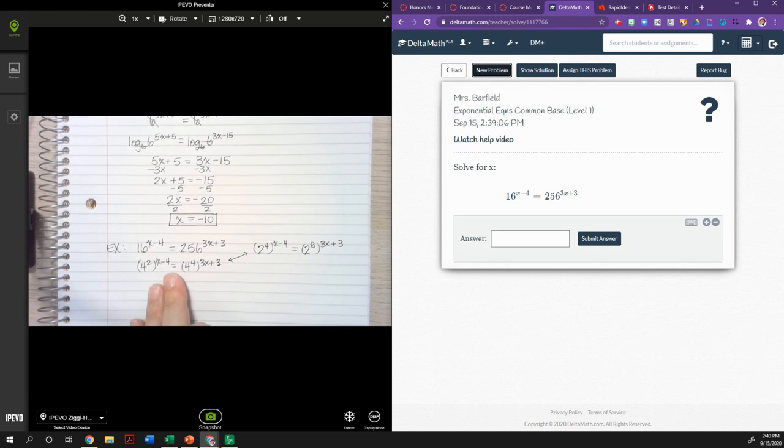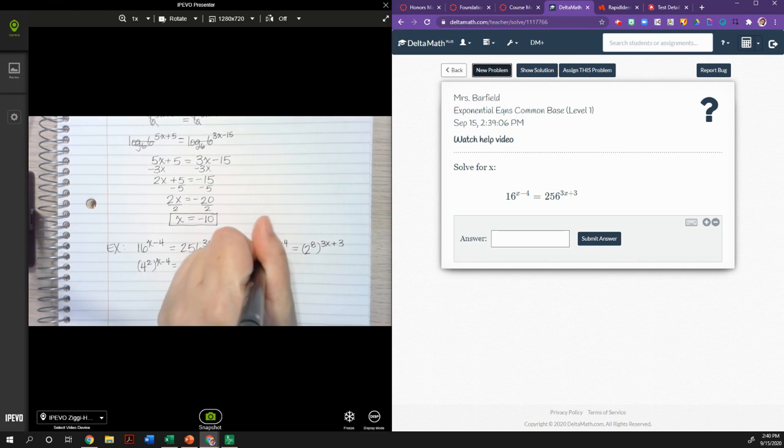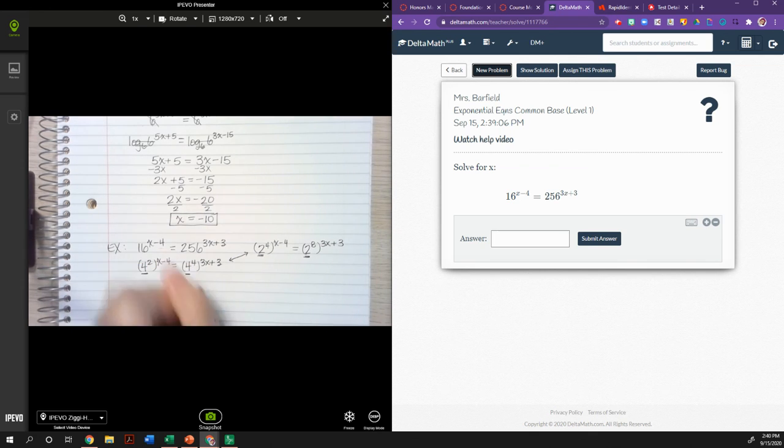So there's actually more than one way to approach this problem. My goal is that you have the same base. Does this number and this number match? Does this number and this number match? As long as they do and you've done everything mathematically correct, you're good. So I'm going to stick with this problem right here.